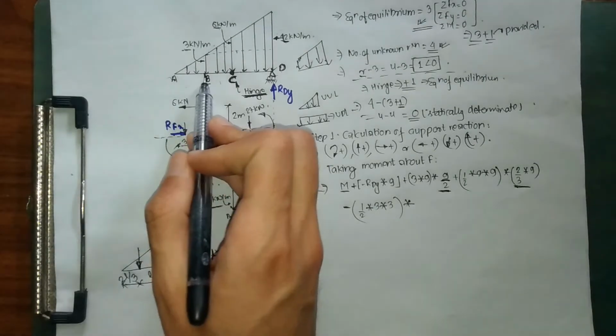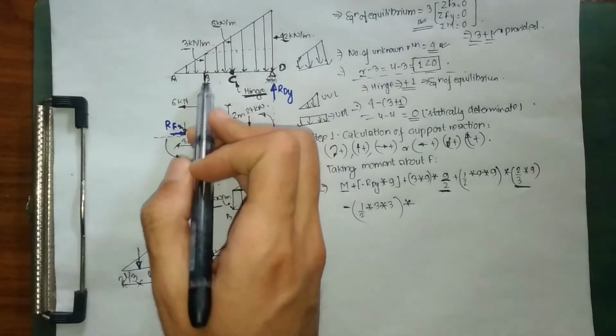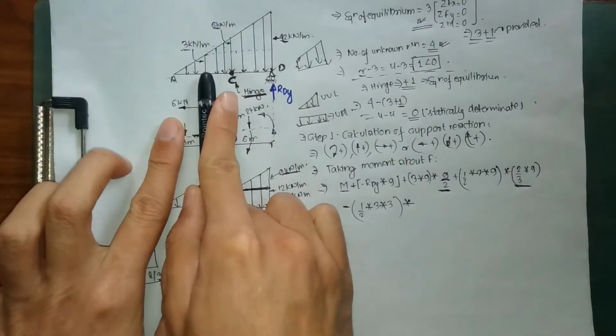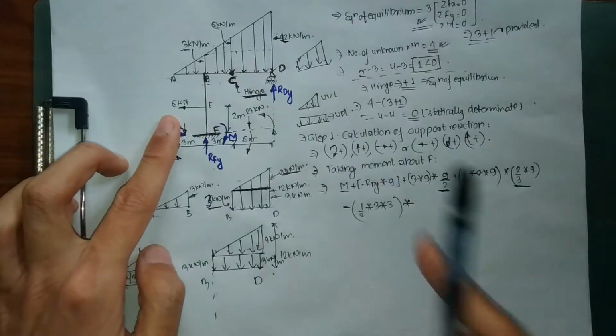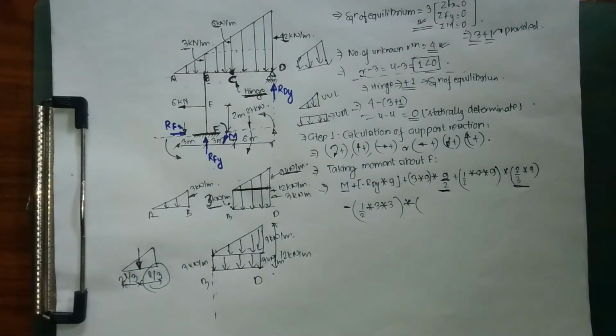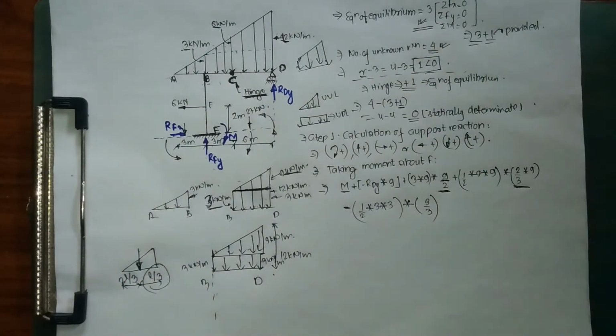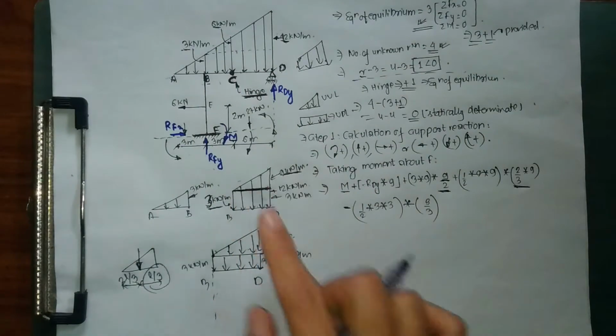So for our member AB, it is producing an anti-clockwise moment, so minus, and for our distance we are taking the distance from our longer side. Our F is the longer side. As I explained before, for our longer side we are going to take L by 3, so into 3 by 3. So we have included all these UVL and UDL.